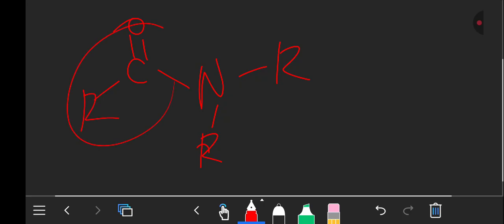Okay, let's look at another structure. Let's say I have this structure like that. Then let's say I have the R group there. You see that this nitrogen is bonded to this R group, this group, this R group, and this R group. So it is bonded to 3 different groups, and for that reason this will be a tertiary amide.